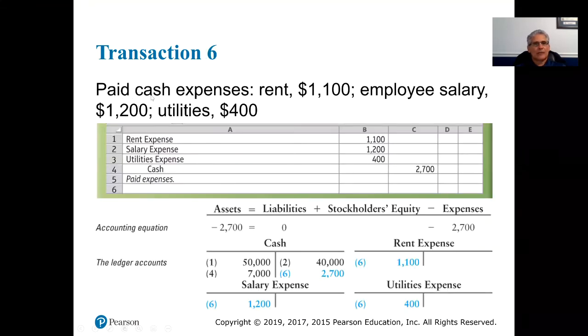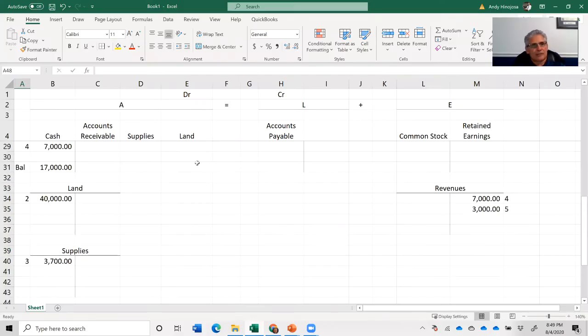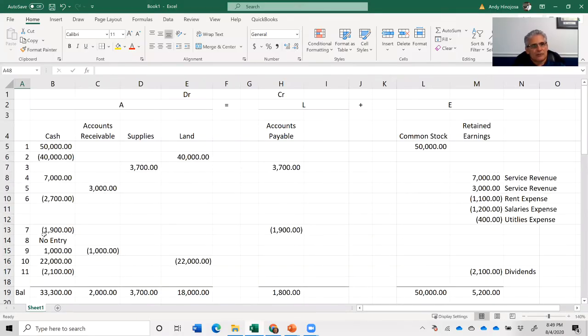Transaction number 6, we paid cash expenses: rent, employee salary, and utilities. We paid it all in cash. First of all, we analyze what happened. Cash was reduced by $2,700, and these are the expenses that were paid.